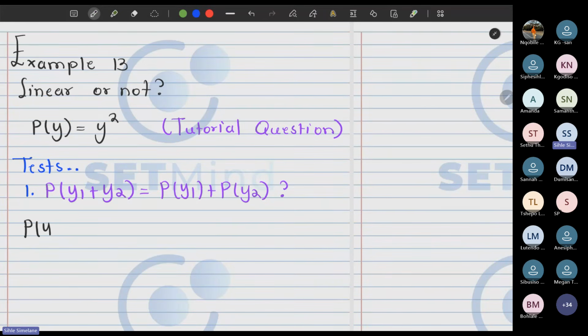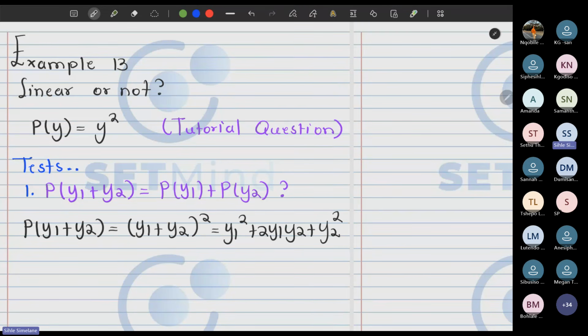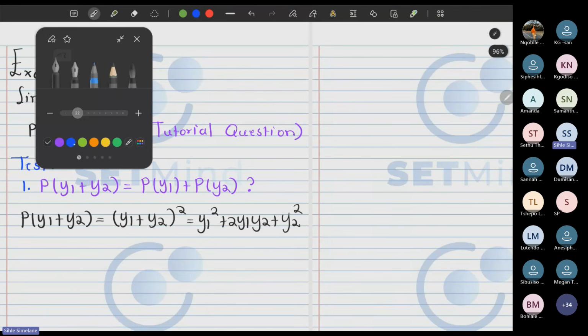So we have P of y1 plus y2. And this should be equal to, on the other side, I'm given y squared, which means I need to put y1 plus y2 all squared. If you quickly square this, you will get y1 squared plus 2 times y1 y2 plus y2 squared. So is this, guys, matching what is above? And if not, where is the problem?